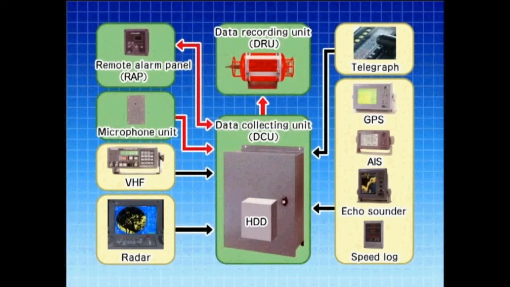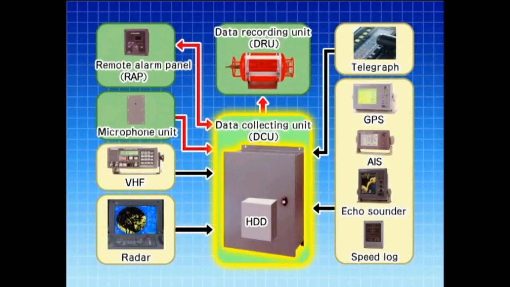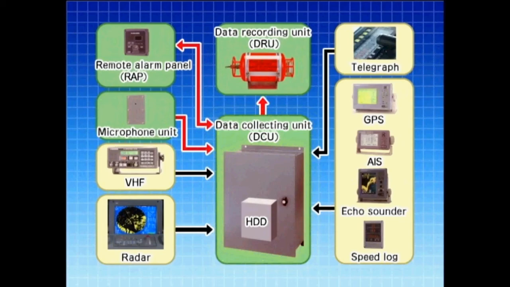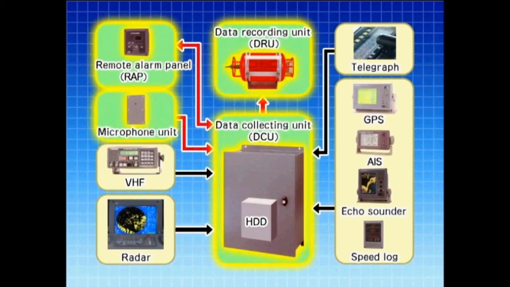The VDR system is composed of four main parts: a data collection unit, DCU, for data recording, with a built-in HDD; a data recording unit, DRU, capable of recording 12 hours of data on its built-in memory; a remote alarm panel, RAP; and a microphone.